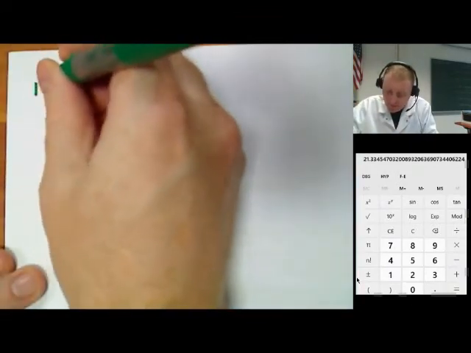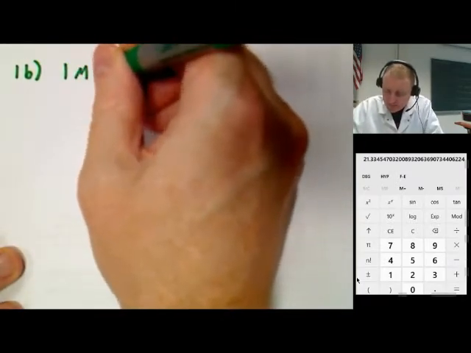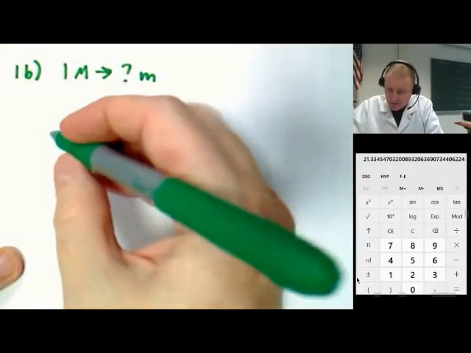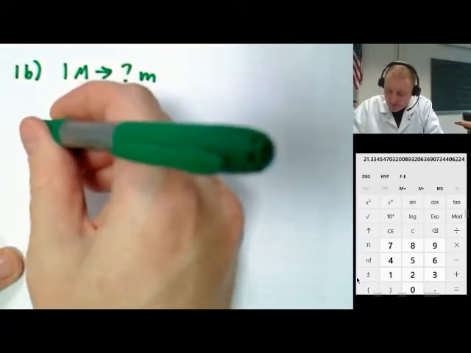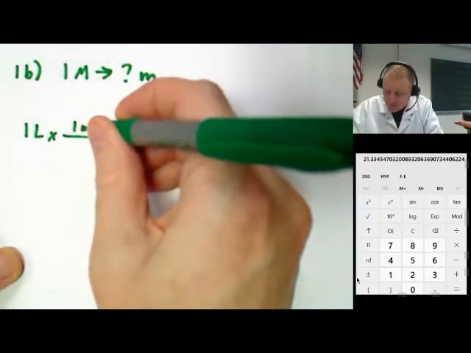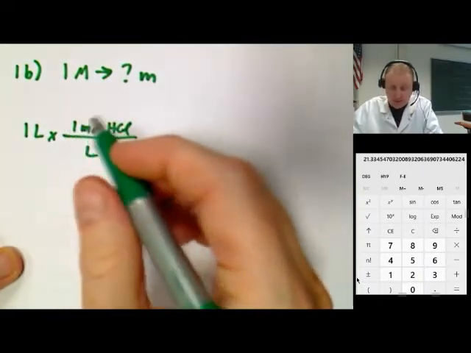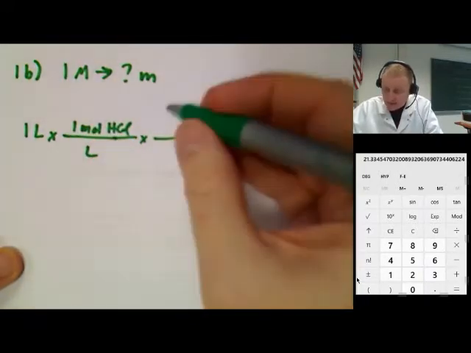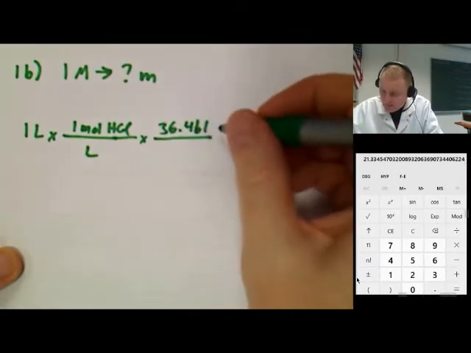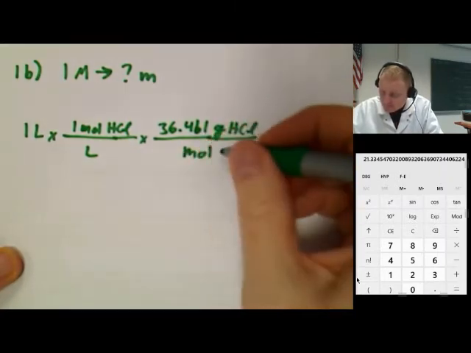So 1B, we have 1 molar into molality. And we're going to do the same thing. So I'm going to take a sample of 1 liter. And in this sample, I'm going to say that there's 1 mole instead of 12, 1 mole of HCl per liter, because that's only 1 molar, not 12 molar. But I'm going to use the same molar mass from the last one. It was 36.461 grams of HCl per mole of HCl.